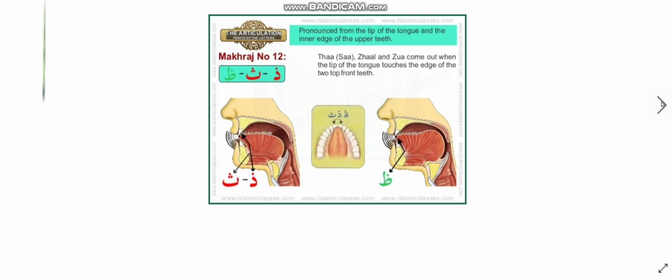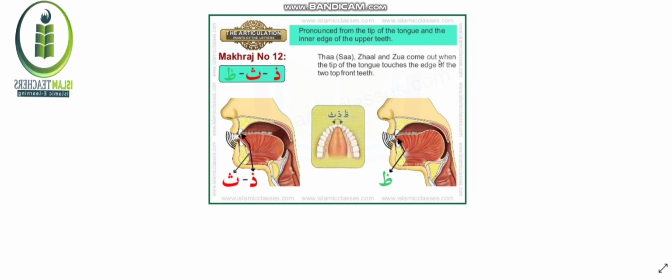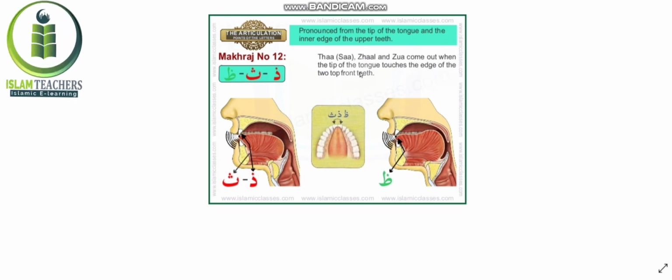The twelfth is the Ta, Sa and Dha. They are pronounced from the tip of the tongue and the inner edge of the upper teeth. Sa, Zal and Dha come out when the tip of the tongue touches the edge of the two top front teeth.